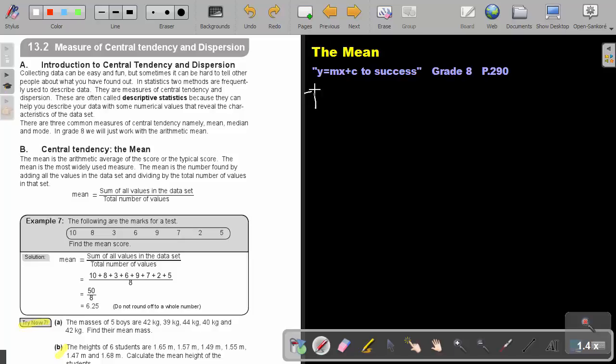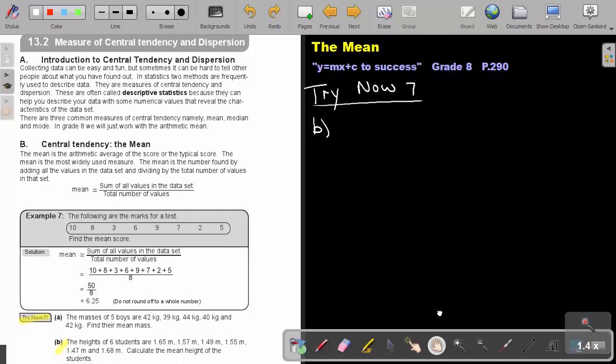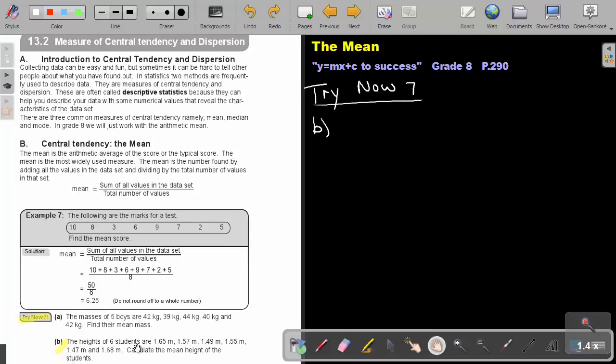Okay, let's start. Try Now 7, and we are just going to look at number B. So the heights of 6 students, let's just move it a little bit up. The heights of 6 students are 1.65, 1.57, 1.49, 1.55, 1.47 and 1.68. Calculate the mean height of the students.